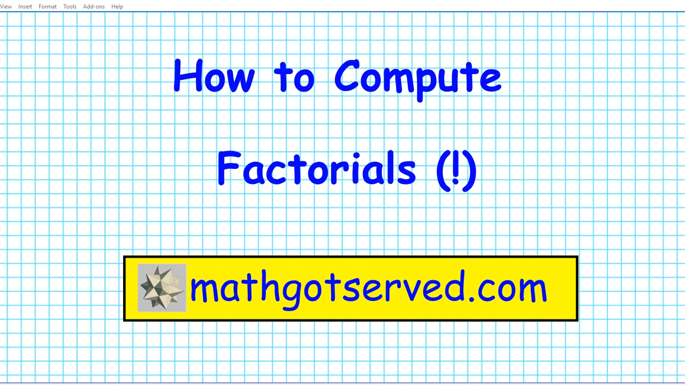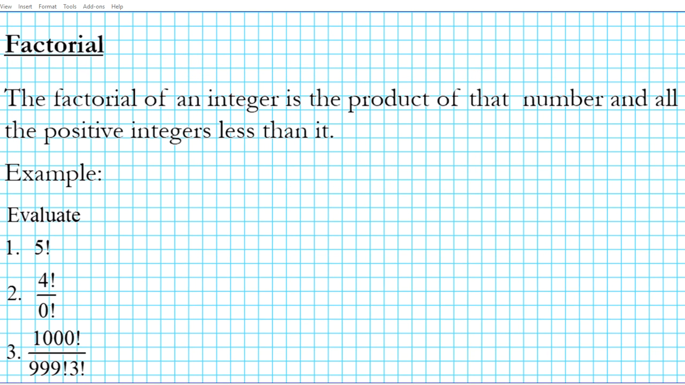In this clip, we're going to be going over how to compute factorials. To get us started, we're going to be taking a look at the meaning of what the factorial operation is. So the factorial of an integer is basically the product of that number and all the positive integers less than it. Or think about it as the product of an integer and every integer between that integer and 0.